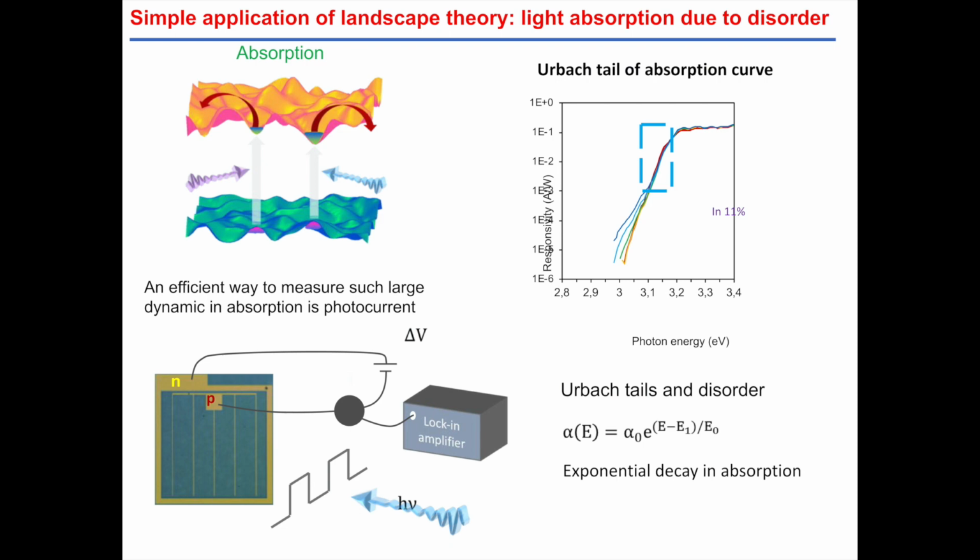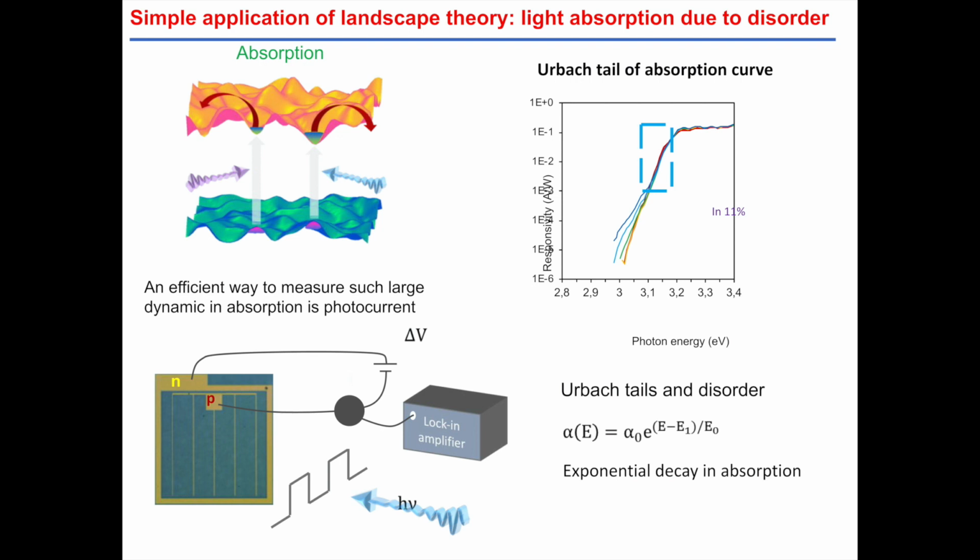When you look at the absorption edge, at the band gap energy, if you have photons below the band gap, of course you don't absorb. When you increase the energy, you start to absorb. And when you reach the average energy of electrons and holes, you have a plateau. But below that, you have an exponential shape of the absorption curve. This exponential shape in this region is called the Urbach tail of your absorption coefficient.